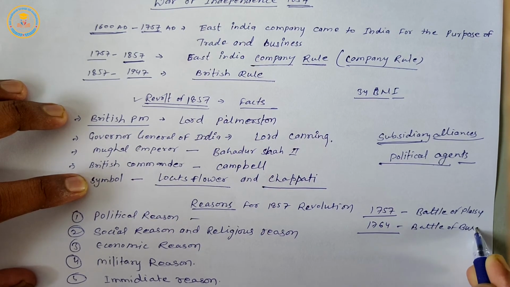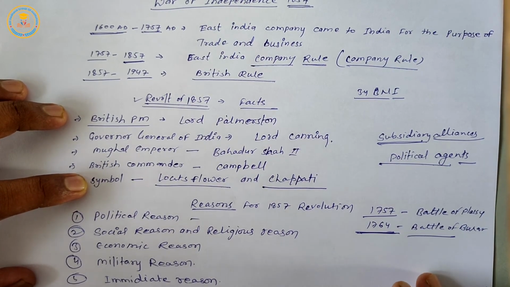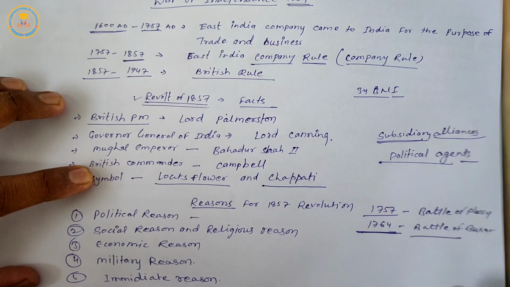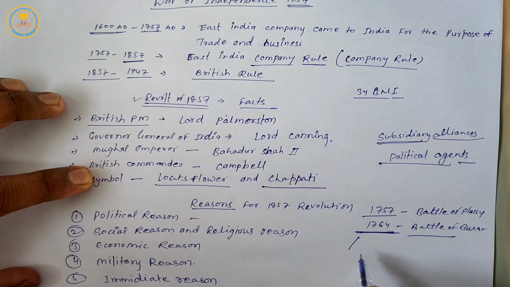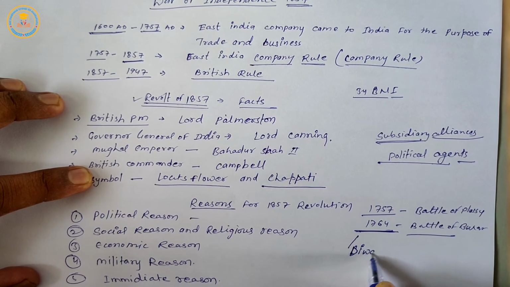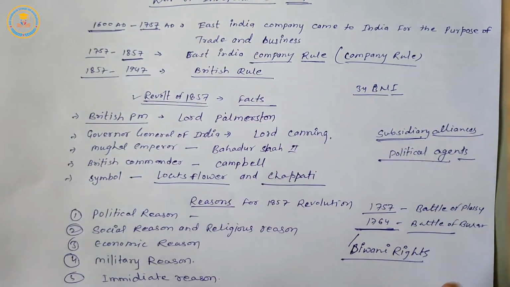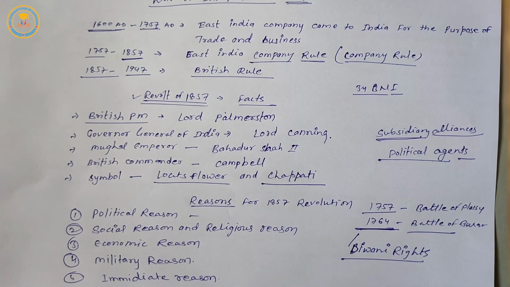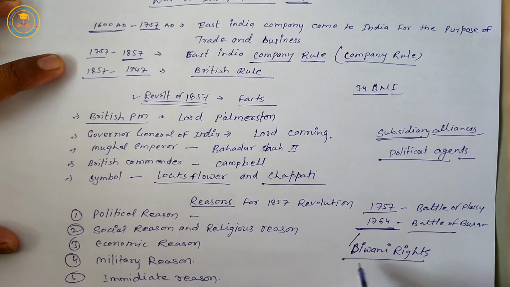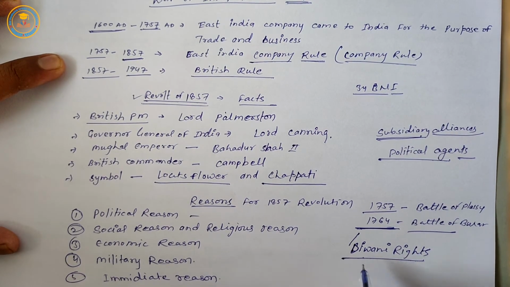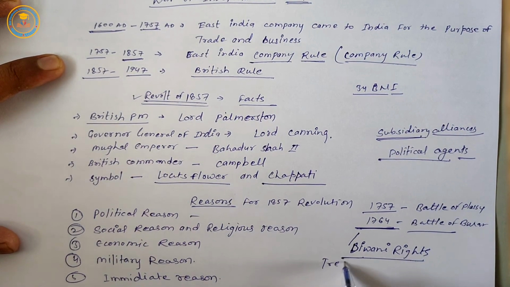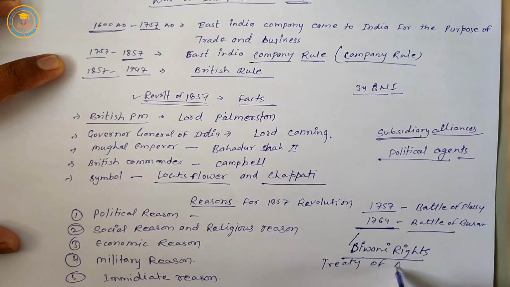After the Battle of Buxar in 1764, the British company got the Diwani rights. Diwani rights means the British levied higher taxes on the Indian people or Indian citizens, and these Diwani rights were got after the Treaty of Allahabad.